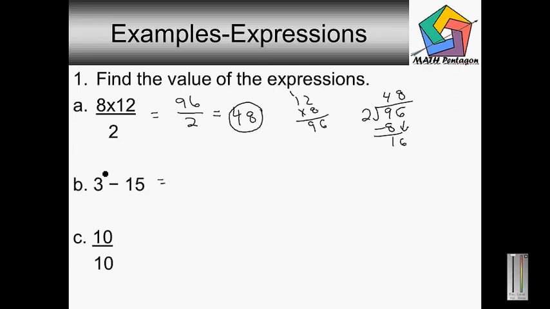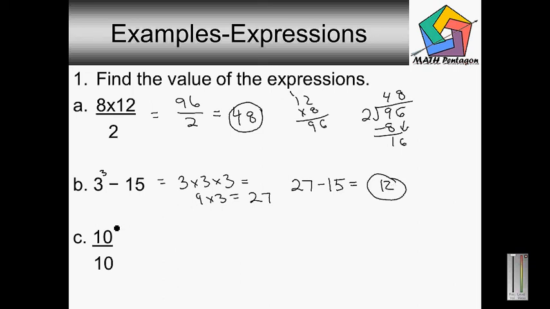Okay, we have 3 cubed minus 15. So first we have to figure out the exponent. 3 cubed, that's like saying 3 times 3 times 3. So 3 times 3 is 9, and 9 times 3 is equal to 27. Now we have 27 minus 15, which will give us 12 as our final answer.